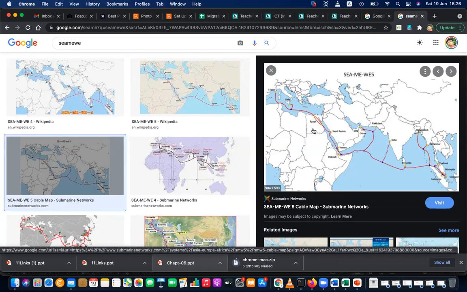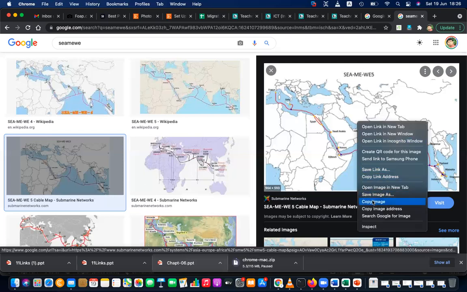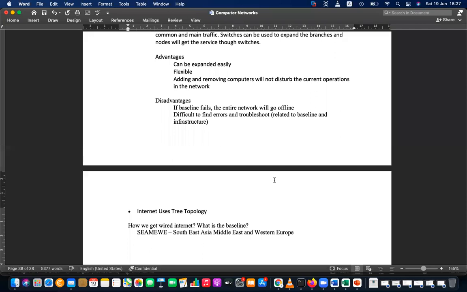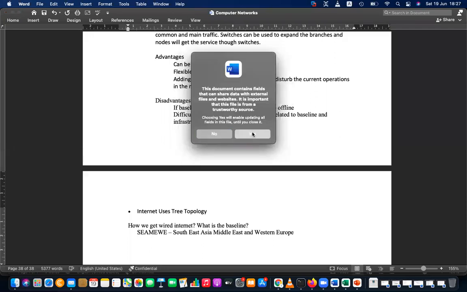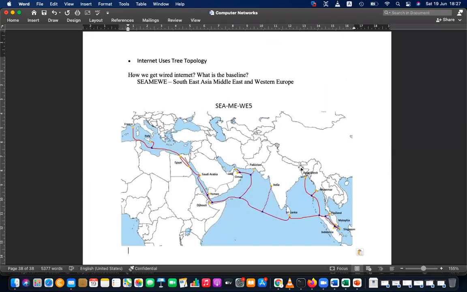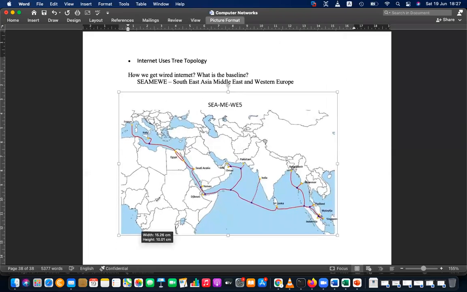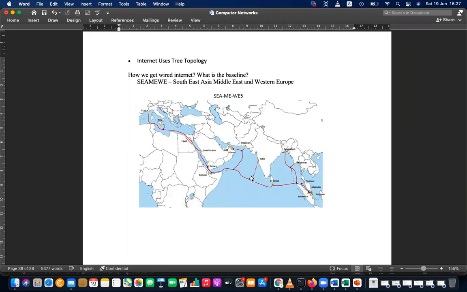And actually, due to this cable and these connections, we can get faster internet connections. This is a fiber cable. This is like the central baseline, the bus topology, implemented through the cable. We are connected to SEA-ME-WE 5, and then our providers like SLT and Dialog connect to their switches, and through their switches they distribute to the next place.